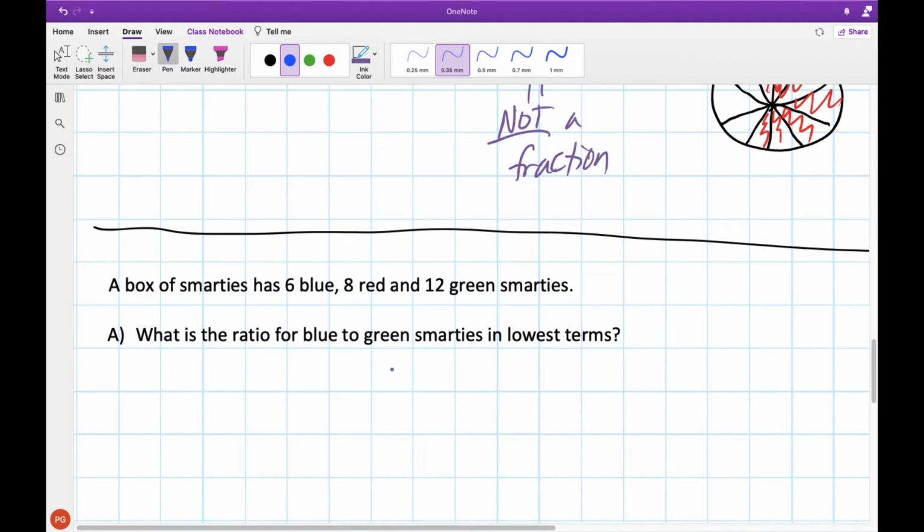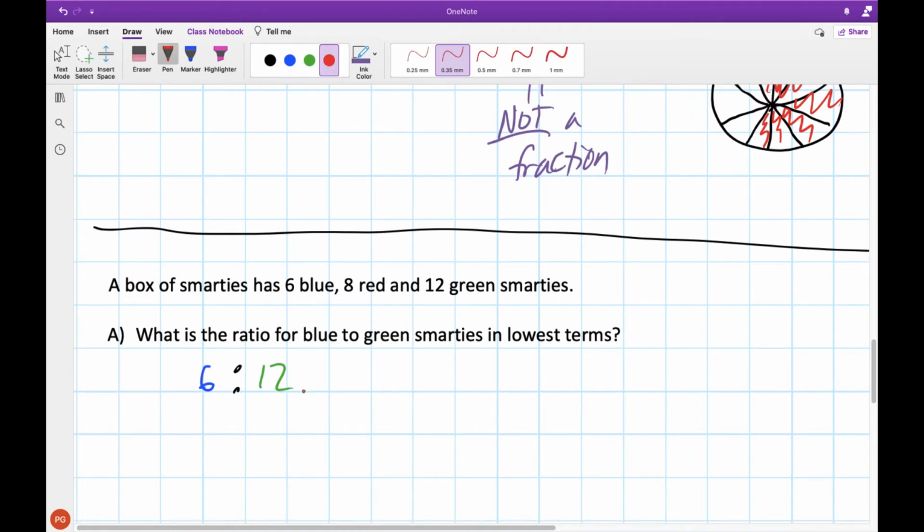All right, let's try using this in an example. We got a box of Smarties with 6 blue, 8 red, and 12 green Smarties. The first question is, what's the ratio for blue to green Smarties in lowest terms? Well, we know that we have 6 blue and 12 green Smarties, but now we want to reduce this to lowest terms. That means we need to try and find numbers that we can divide on both sides so that we still get whole numbers afterwards.